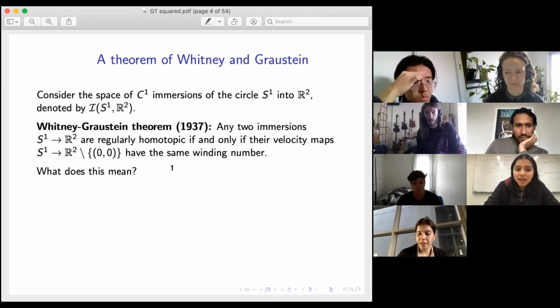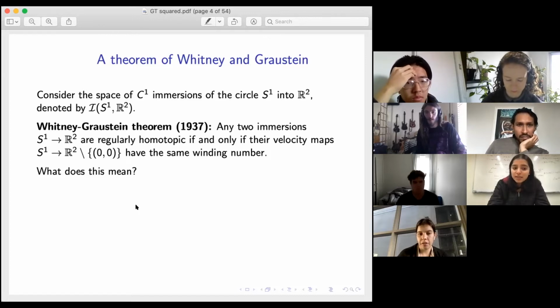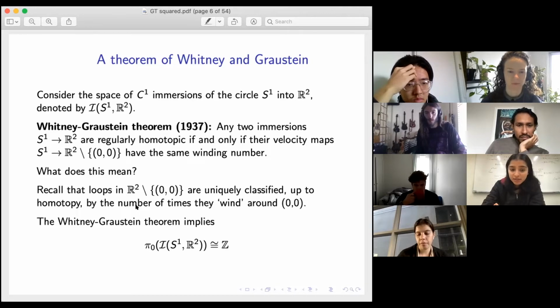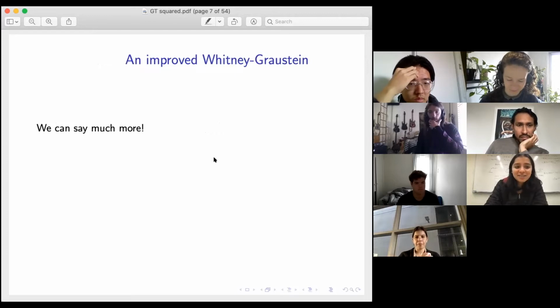Now, what does this mean exactly? It is a fundamental result in algebraic topology that loops in the punctured plane are uniquely classified up to homotopy by the number of times they wind around the puncture. So in other words, homotopy classes of loops in the punctured plane are in bijection with the integers. That's what I've got up here. Now, what the Whitney-Graustein theorem tells us is that regular homotopy classes of immersions themselves from the circle into the plane are in bijection with the integers. And this is where everything started. We can actually say so much more.